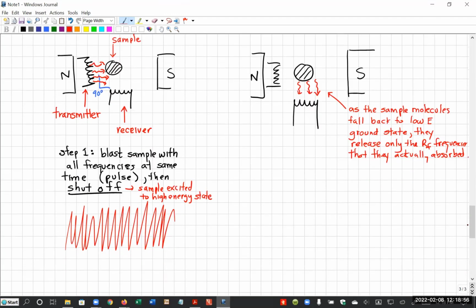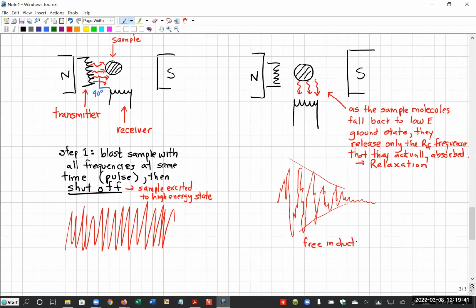So this is also noise, but it looks different. It looks different in two ways. First of all, it has an underlying complicated pattern, okay? The other thing is that it gets smaller over time, okay? Now, this process is called relaxation. And the signal that we get is called a free induction decay, or FID. And most of us just call it the FID.